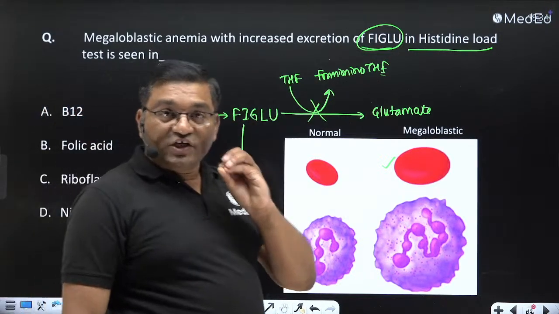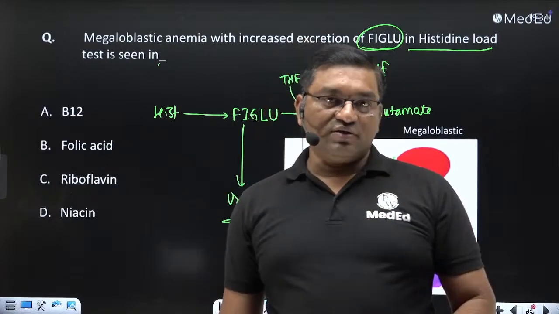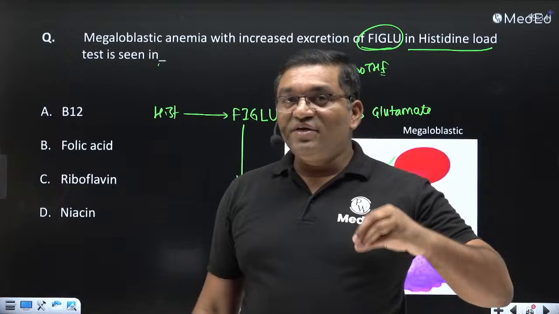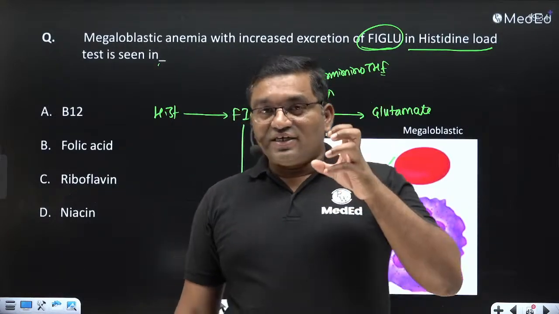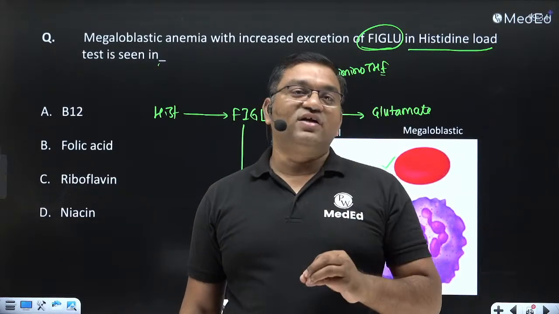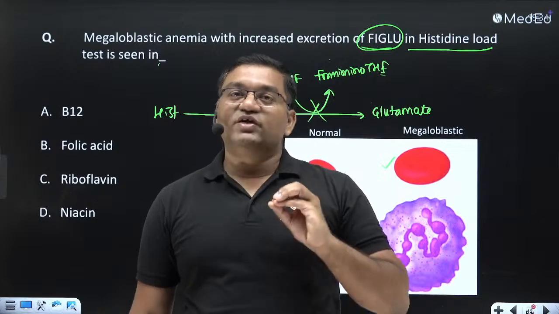While when there is B12 deficiency, there is excretion of methylmalonic acid in the urine. In B12 deficiency, there is methylmalonic acidemia, methylmalonic aciduria, and this methylmalonic acid decreases myelin synthesis, that causes the degeneration of spinal cord. So that's why subacute combined degeneration of spinal cord occurs in B12 deficiency.